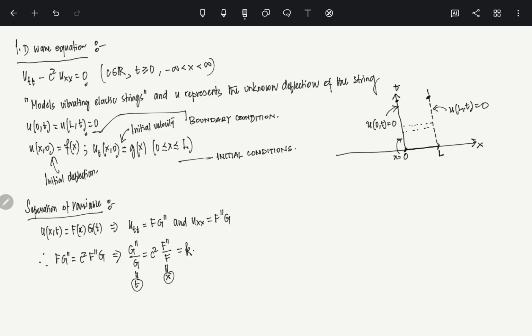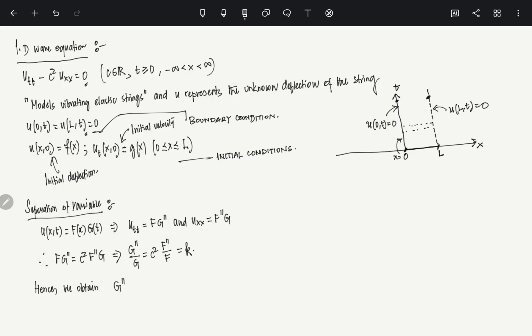So we will get two different equations in that case. What are the equations which we obtain? We obtain G double prime... one second, did I do that correctly? u_tt equals c squared... F double prime.